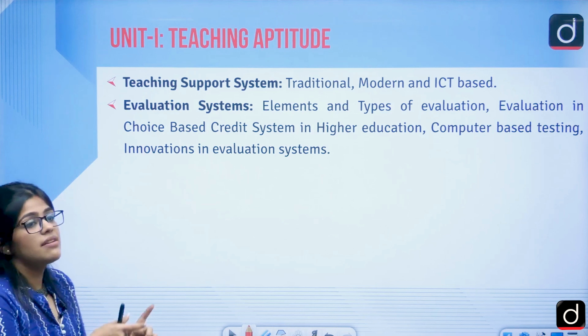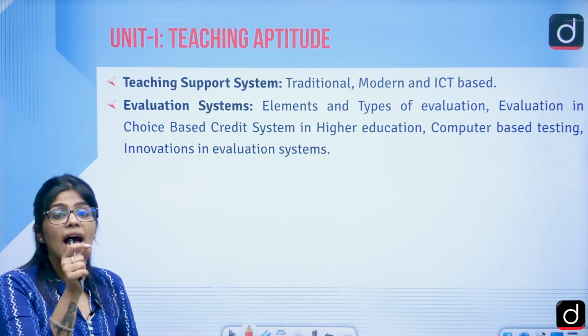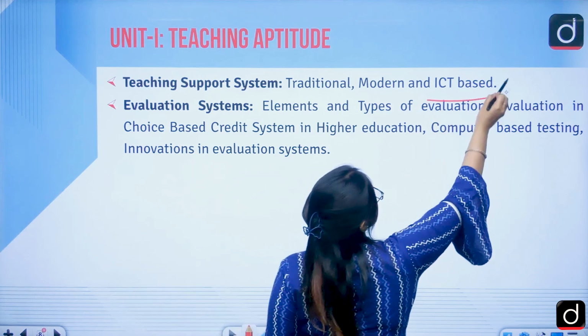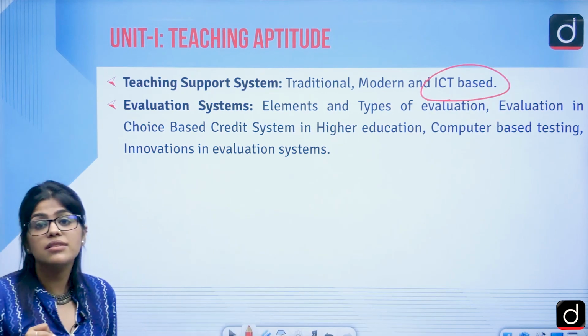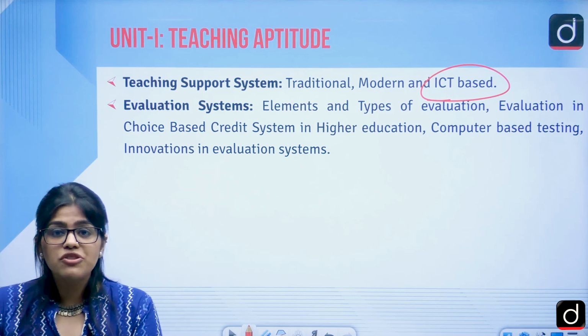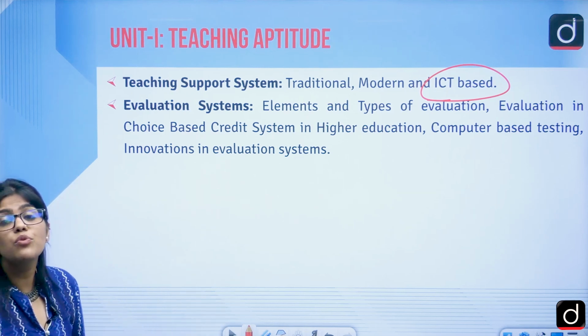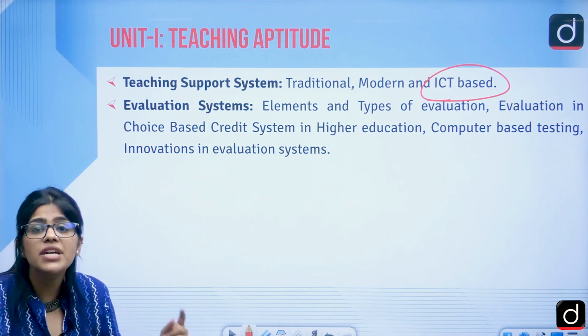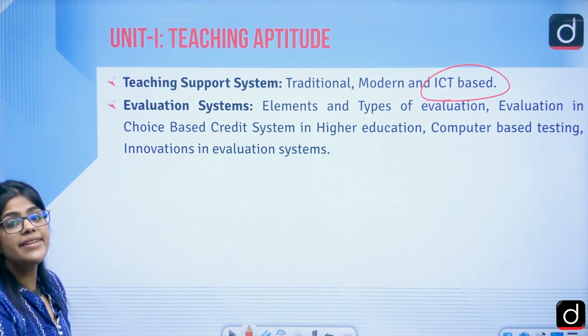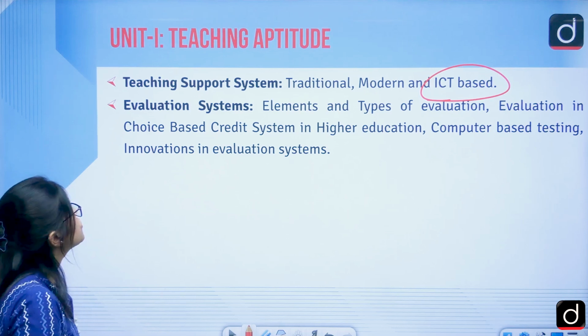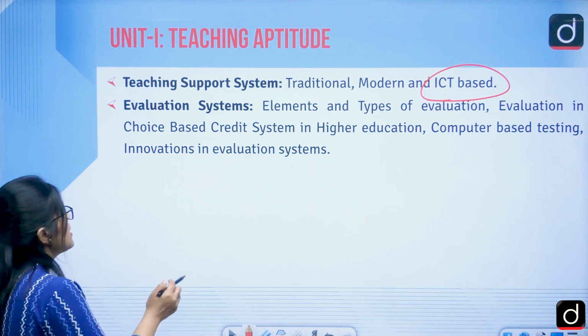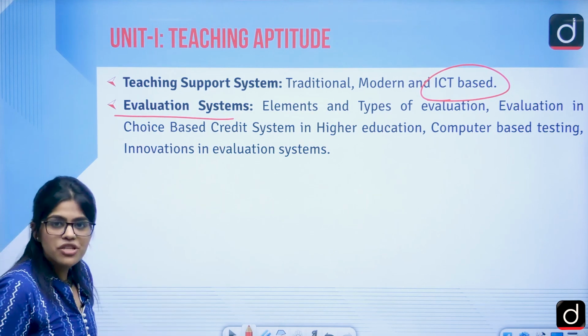We'll be dealing with the traditional, modern methods, and, very importantly, the ICT-based methods also. How information communication technology is used in my class. How we are now moving towards a very different approach of teaching where technology plays a very important role. Last but not the least, we'll be dealing with the evaluation system.